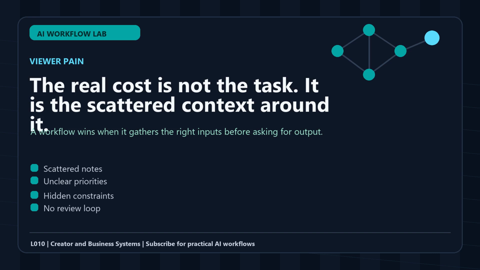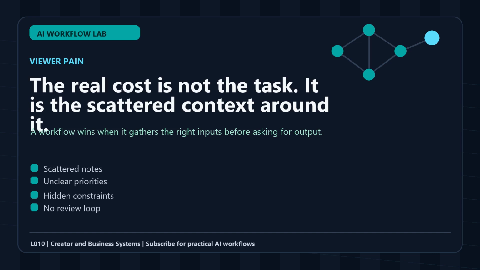That scattered context creates three problems. First, you repeat yourself. Second, you make decisions with stale information. Third, you ask AI for help before you have given it enough context to be helpful. That is why the answer sounds confident but generic.